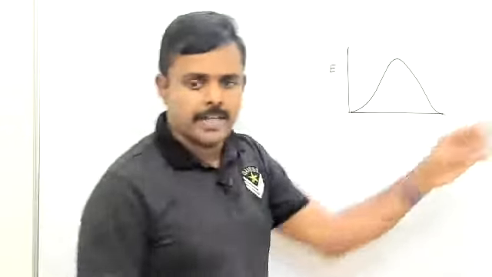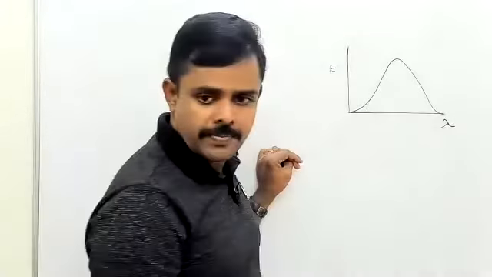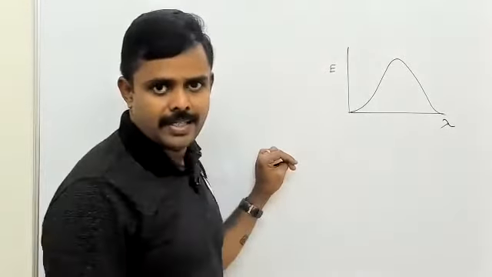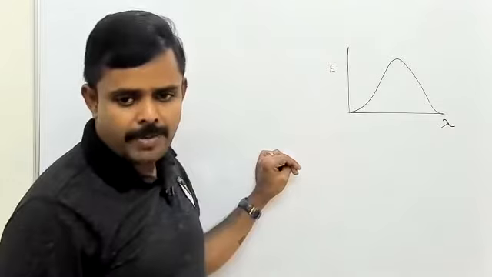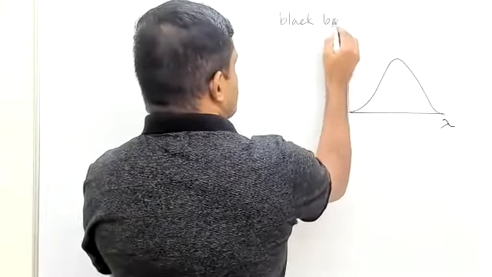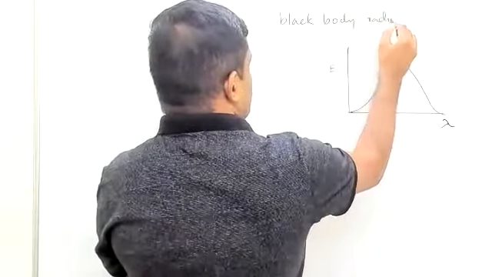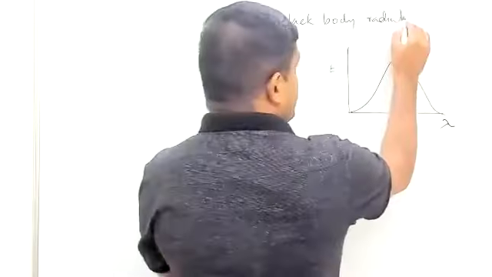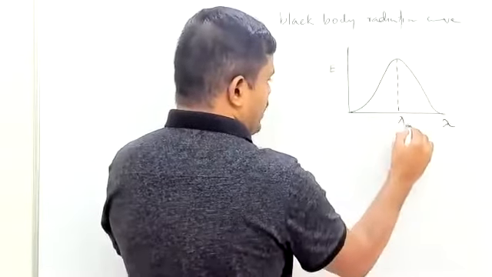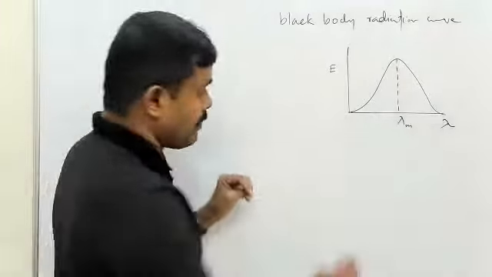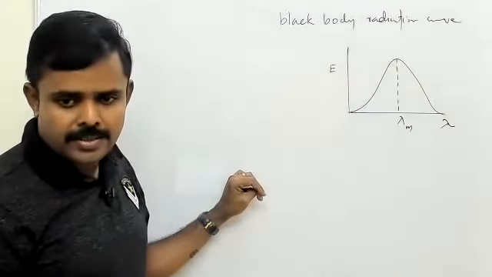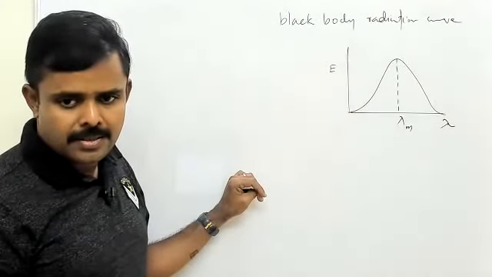I have drawn it for all wavelengths. Look at that, lambda, all wavelengths. It is actually a curve. This is called the black body radiation curve. This is very, very important. And this particular value is called lambda maximum. So that is the wavelength value for which you have maximum emittance, right? Am I correct?